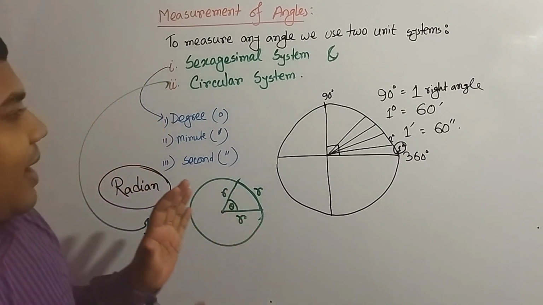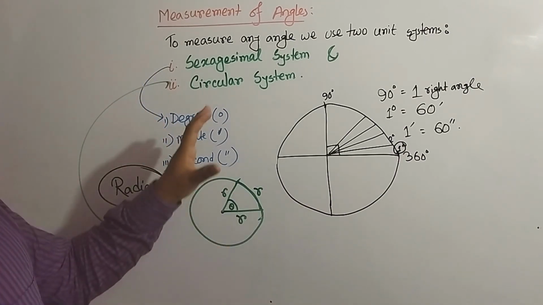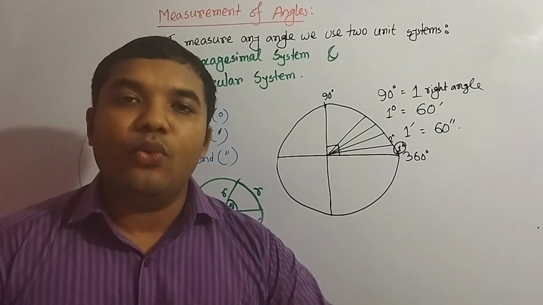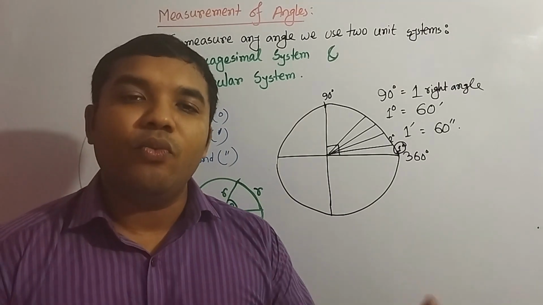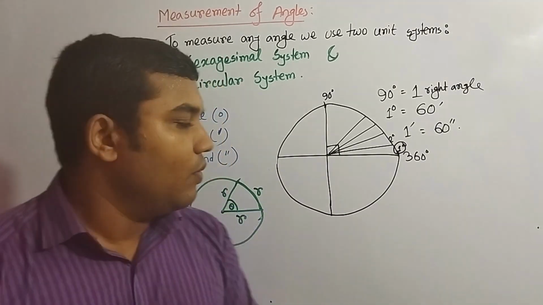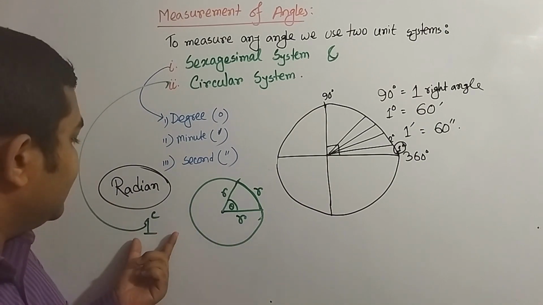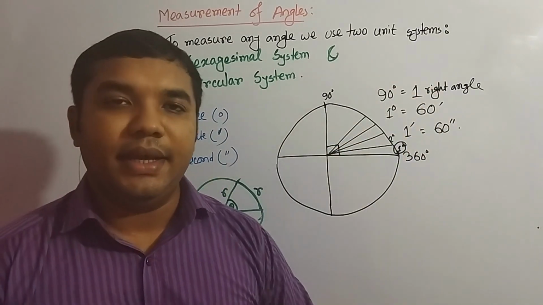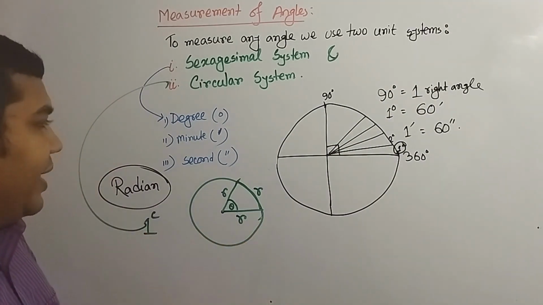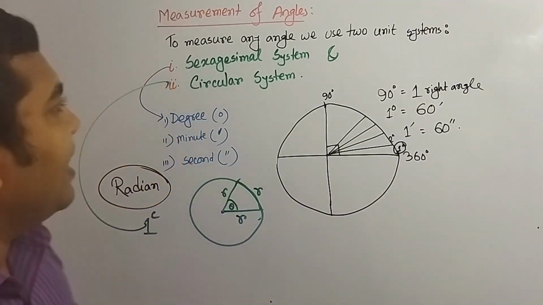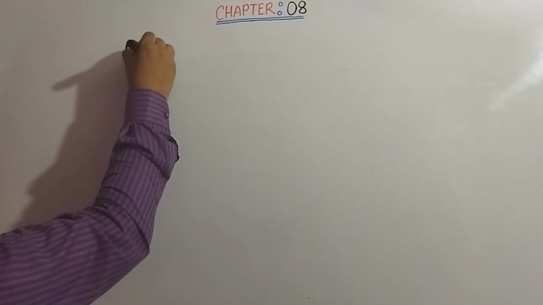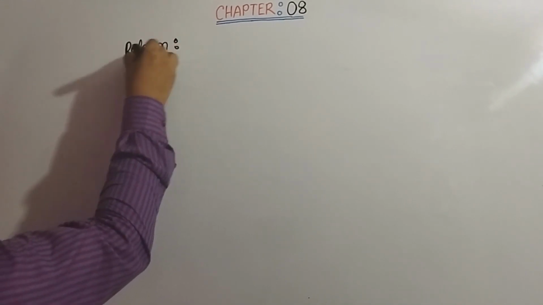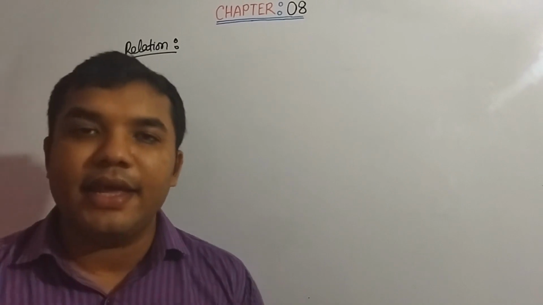So my dear students, we have understood this part about the measurement of angles. Now we will discuss the relationship between the sexagesimal system and the circular system. That means what is the basic relationship between radian and degree, or degree and radian. So let's see the relationship. Relation between the sexagesimal angle and circular angle.